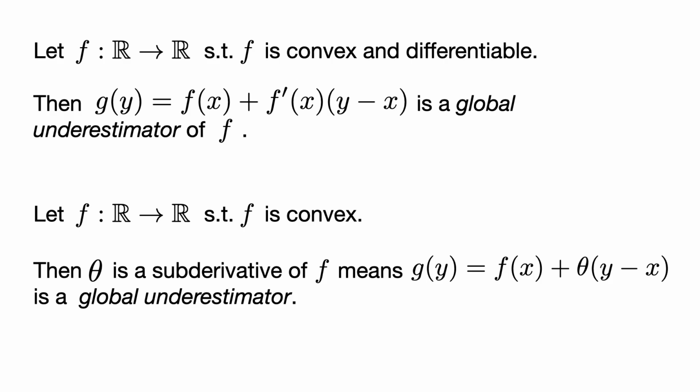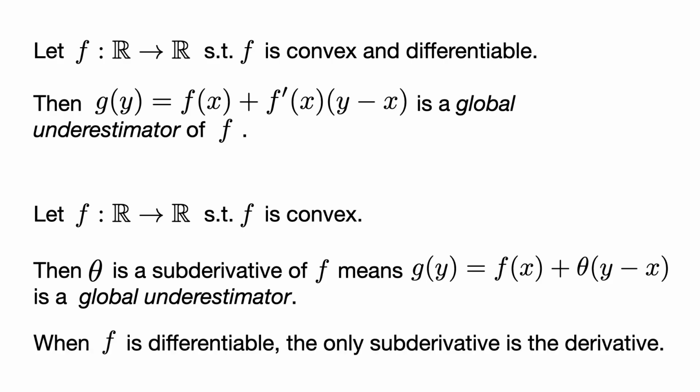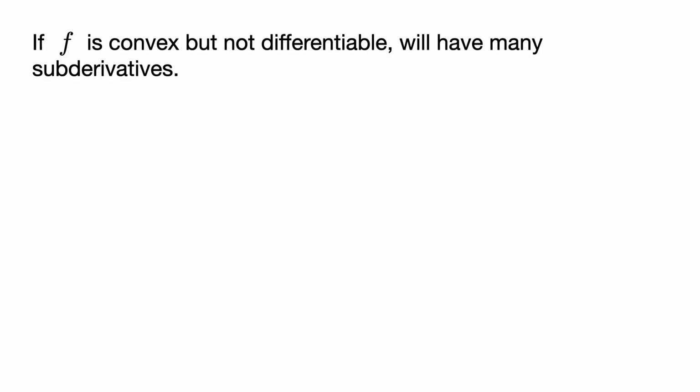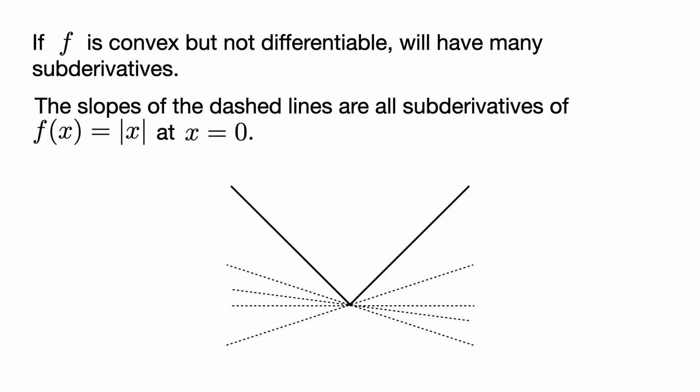So the subderivative is a generalization of the derivative. When f is differentiable, the only subderivative is the derivative. If f is convex but not differentiable, we will have many subderivatives. Here's an example. In the solid line, I'm plotting f(x) equal to the magnitude of x, and the dashed lines all show global underestimators of f at x equals 0. The slope of each of these dashed lines is a subderivative of f at x equals 0.